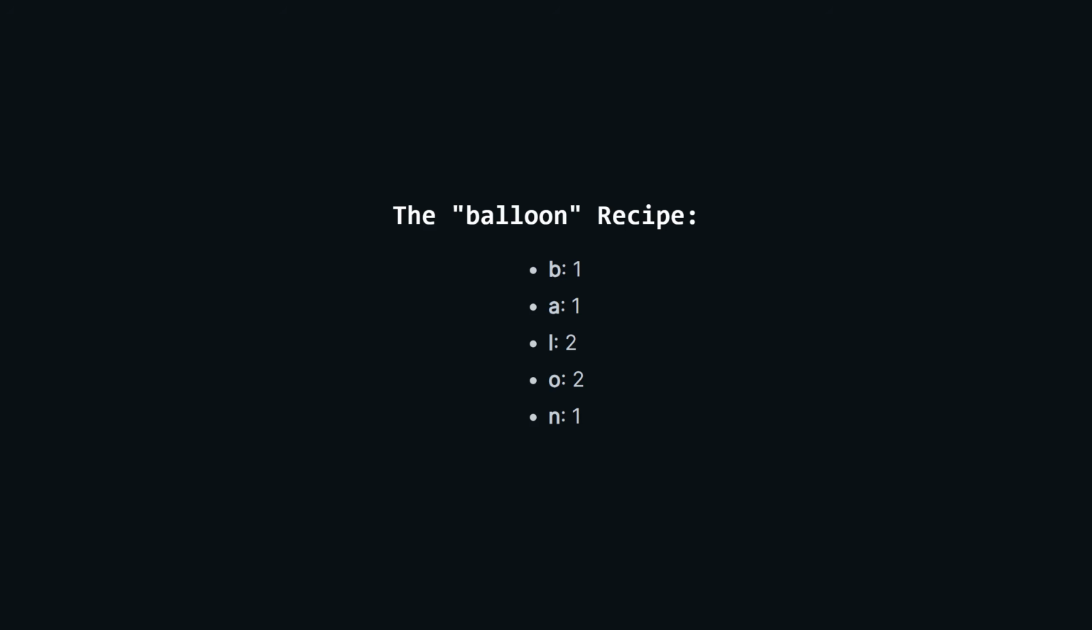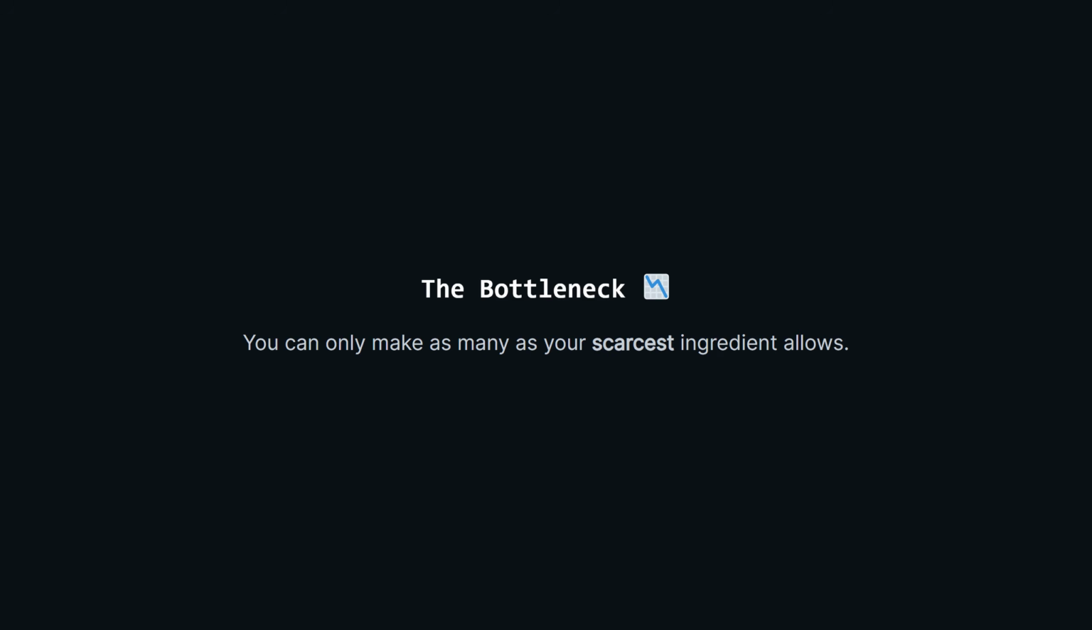The easiest way to think about this is like baking. To bake one cake, you need a very specific recipe. To make one balloon, we need exactly one B, one A, two L's, two O's, and one N. Just like baking, if you have plenty of flour but only one egg, you can only make one cake. We are looking for the limiting factor, or the bottleneck.